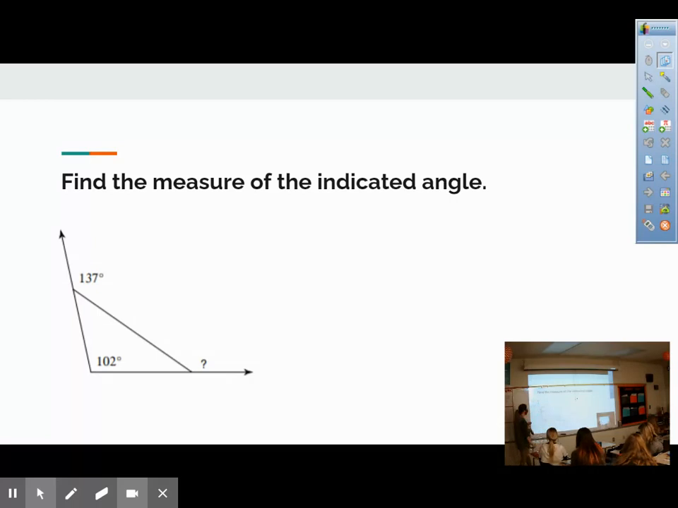How did I do that wrong, Miss Goodman? I got 121. But see, I did 137 minus 180 and got 43 because that makes a straight line, or like that's a straight angle. And then I did 43 plus 102 and got 59 minus 180. I think you did minus 102. Yeah, it's 145. I think right there is where you made your mistake. You subtracted these instead of adding them. Okay.